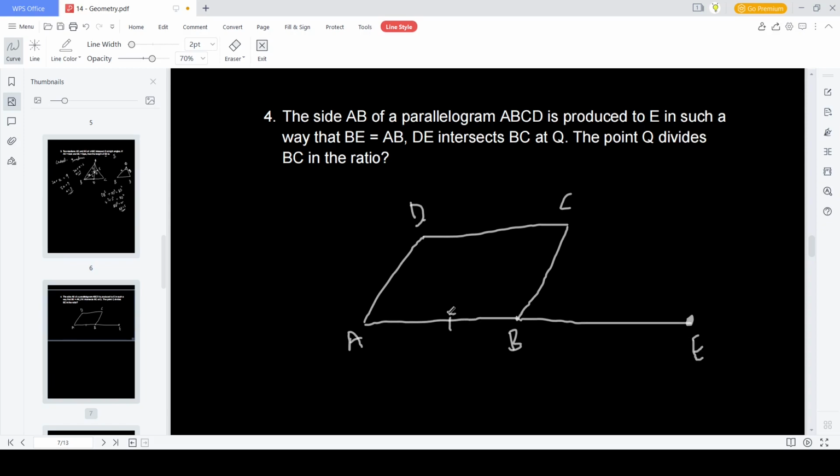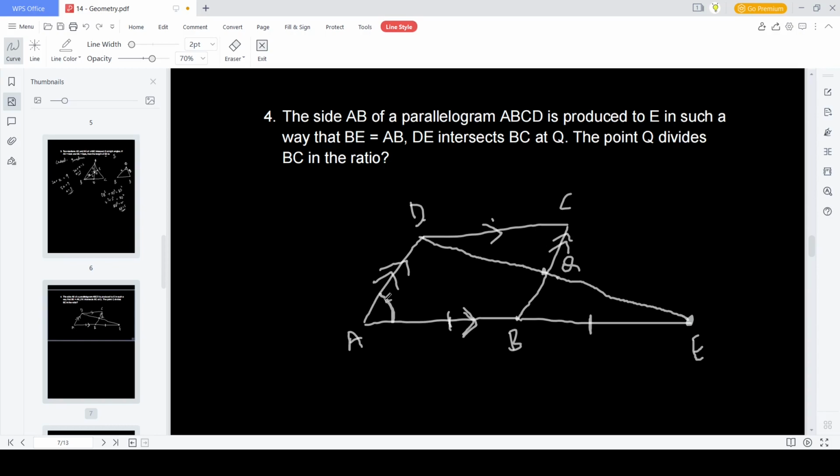So BE is equal to AB here, and DE intersects BC at a point called Q. The point Q divides BC in what ratio? See, first of all, it's a parallelogram, hence CD is parallel to AB. So let me just write the different angles that are there. And also AD is parallel to BC, because it's a parallelogram.